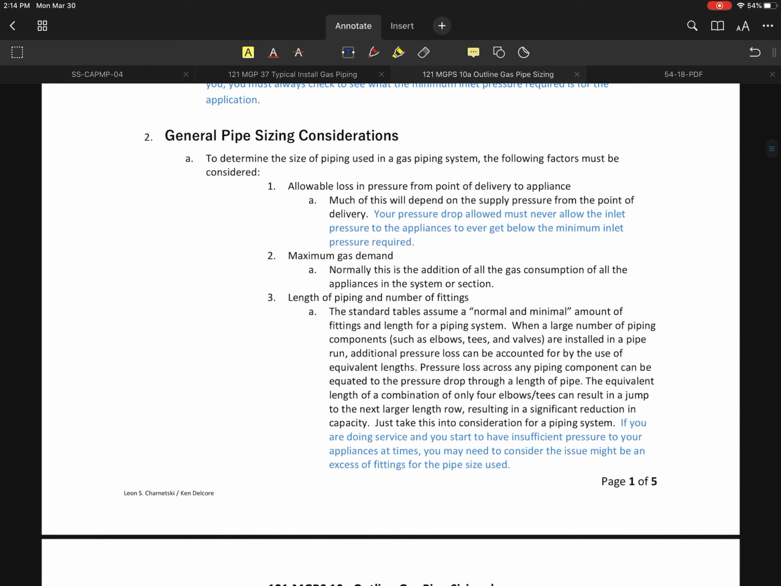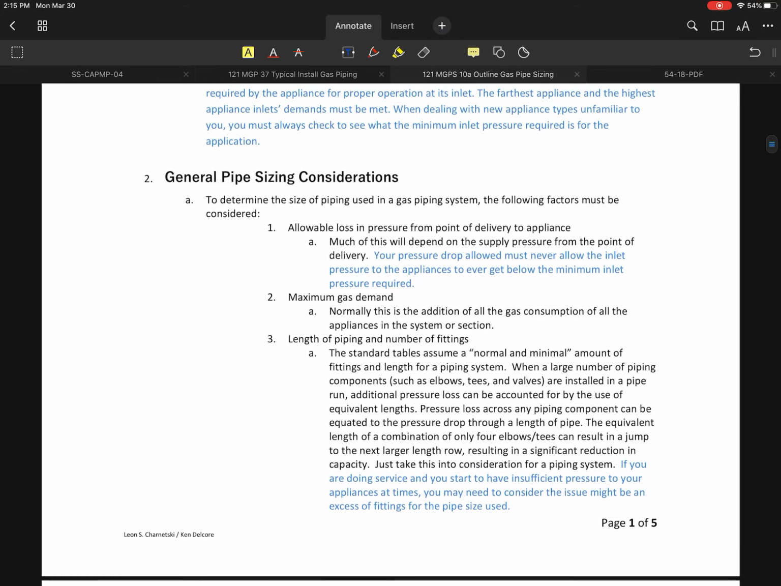So when we determine pipe sizing, one of the first things we have to take a look at is what is going to be the allowable pressure drop that I'm going to use when I do my sizing from the point of delivery to that appliance. So we've got to figure out what that pressure is to the appliance from the point of delivery. And then the whole goal of this is that we cannot allow the gas pressure to ever fall below the minimum inlet gas pressure that the appliance needs.